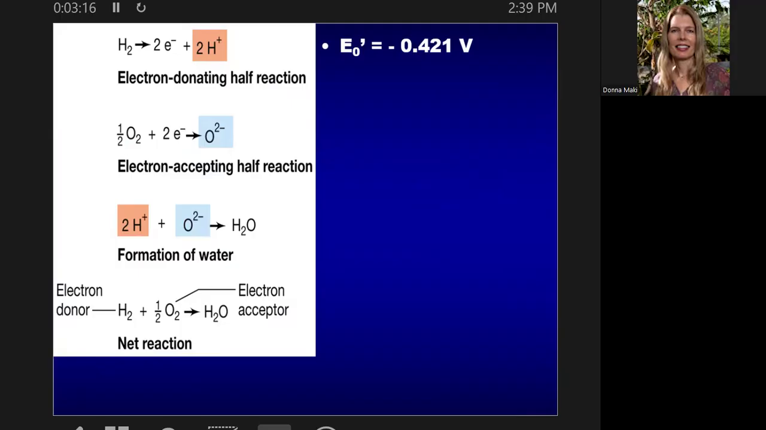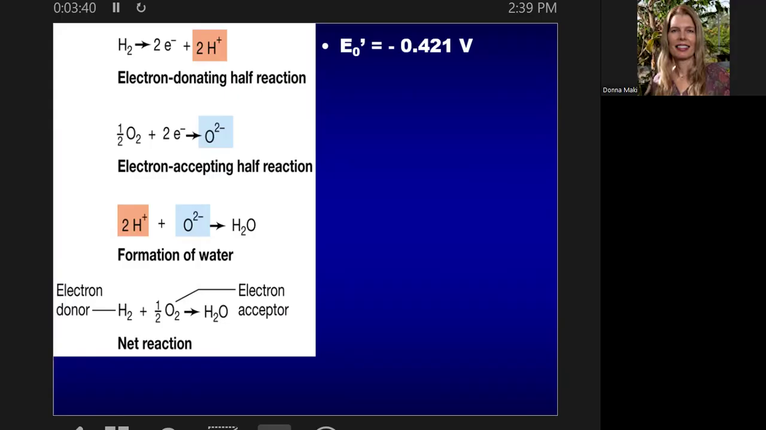So that means that hydrogen, H2, has a negative reduction potential, which means hydrogen's very happy, chemically speaking, to give off electrons. So when you know that, then when you look at the overall reaction down here, you can say, oh, hydrogen is going to be the electron donor.